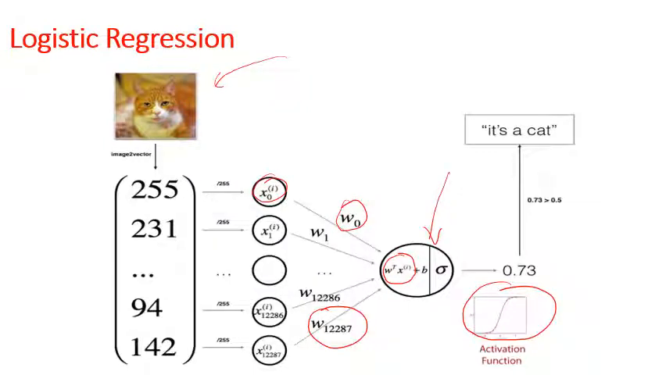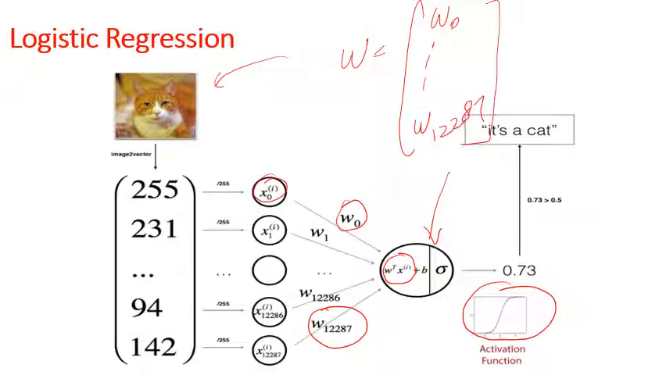w12287, right? If we write it in a linear algebra form, we are just doing a dot product of the x vector with a weight vector, where the weight vector is from w0 to w12287, and x is a vector from x0 to x12287. These are the two vectors, and in linear algebra form, if we multiply element-wise, we can write it in a transpose form or a dot product form, which is nothing but w transpose x.